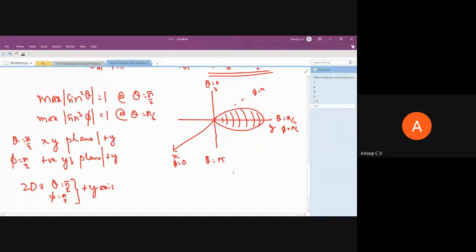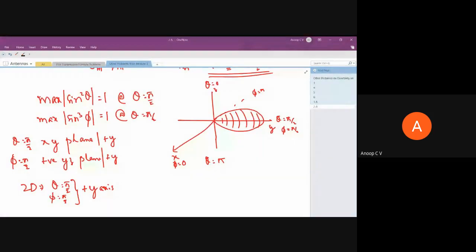Do you want me to show the 3D representation of this pattern in GeoGebra, or is this explanation fine? You have to tell. If you want me to show, I can show that now. It won't take much time. Yes, sir. Okay, I'll show it. Give me some time. I'll just open GeoGebra.